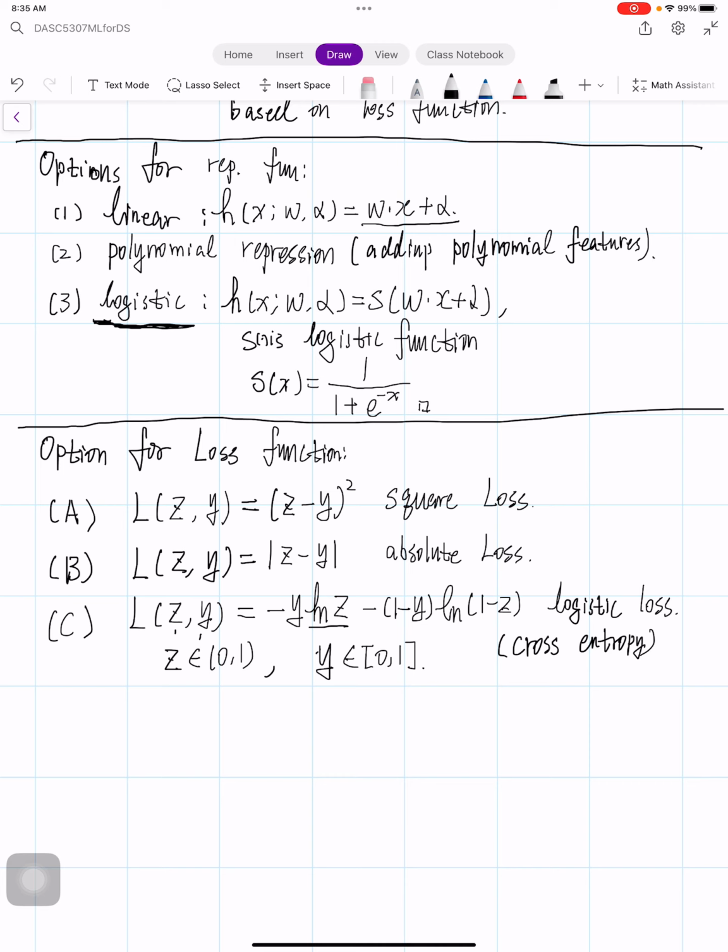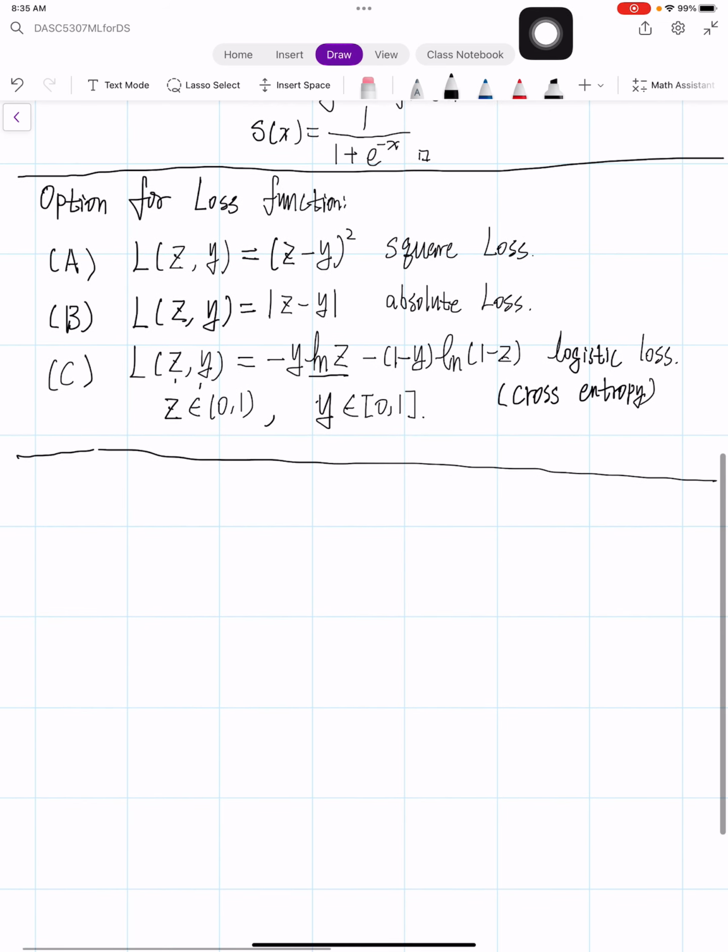And then now you go over each data point, apply these loss functions to each data point, and you get a cost function to minimize. Okay. Actually, there are also a few choices for the cost function to minimize.